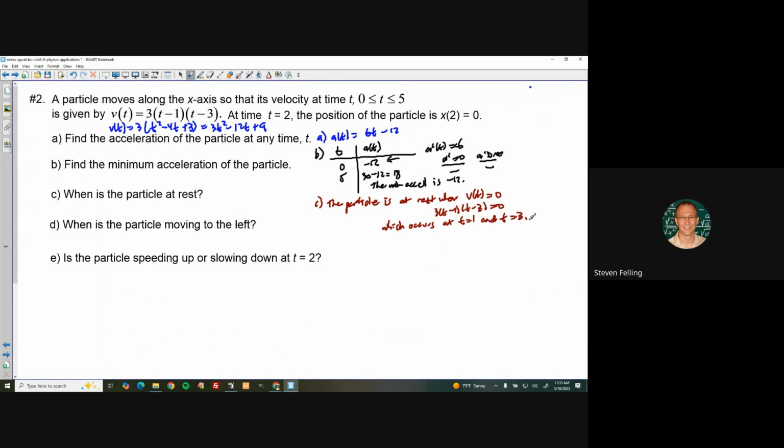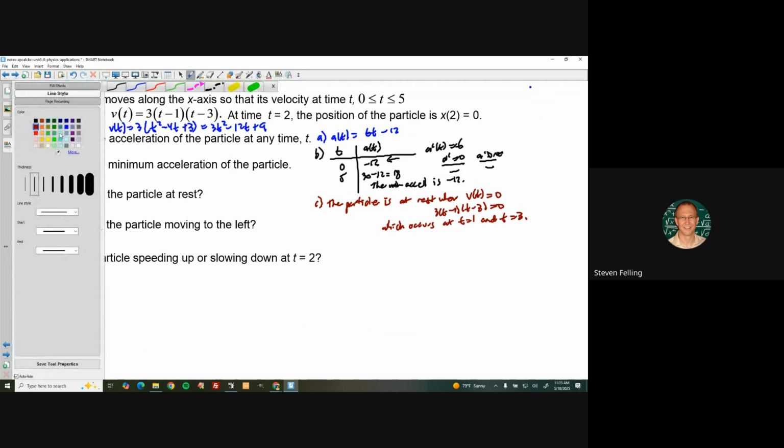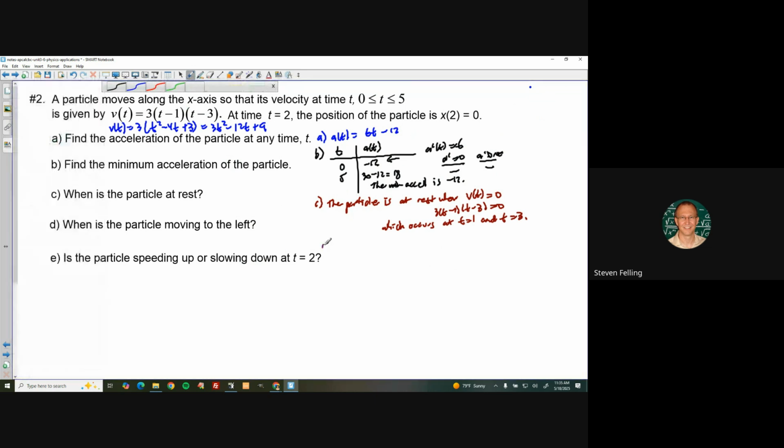Right. When is the particle moving to the left? So the particle is moving to the left where the velocity is negative. Right? Positive is to the right, negative is to the left. Oh, so when does that occur?